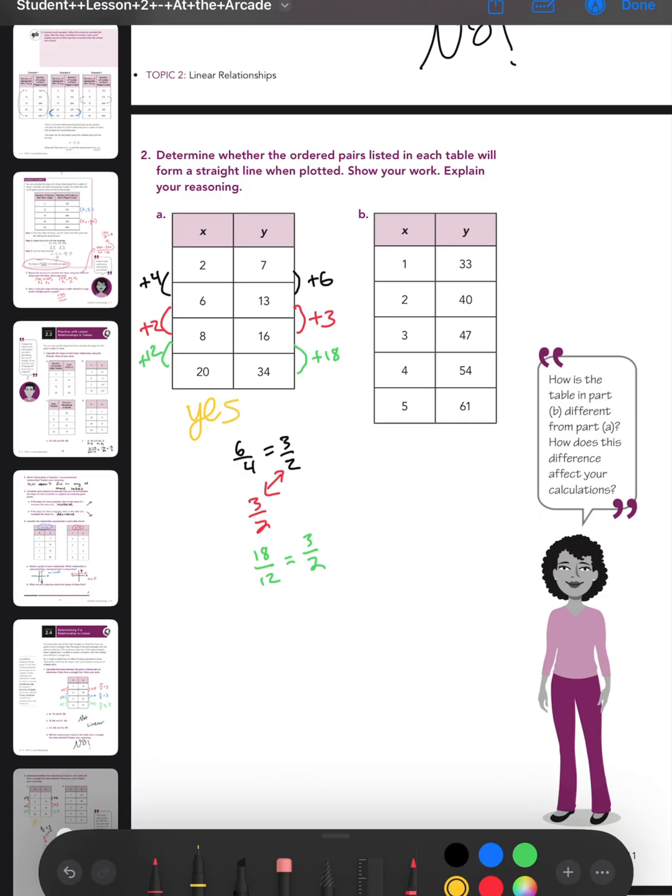And then you notice on B, I'm going to show you something else we can check. If all the x's are changing by 1, you notice all the x's go 1, 2, 3, 4, 5. We know those are the same. If that's the same, all we need to check is the differences in those y values. So this is up 7, up 7, up 7, up 7. So we know, again, that works. Yes, that is a linear relationship.